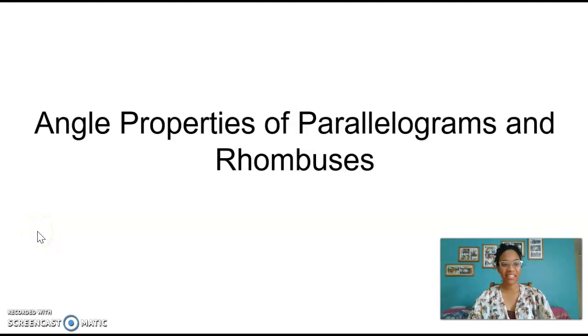Hello, today we continue with our geometry unit. We are studying quadrilaterals, and particularly we've been looking at two quadrilaterals. We've been looking at parallelograms and a special type of parallelogram, a rhombus. Remember, the difference between parallelograms and specifically rhombuses is rhombuses have to have 4 equal side lengths.